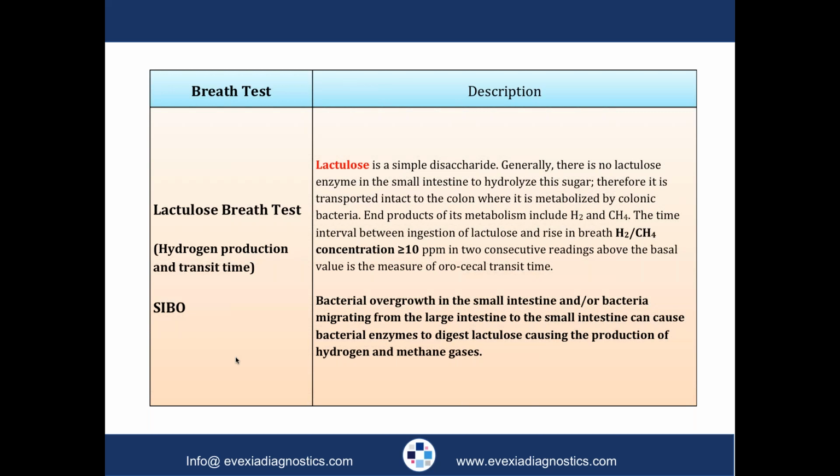And the thing that we're looking for is the bacterial overgrowth of the small intestine, or bacteria migrating again from the large intestine to the small intestine. That can cause bacterial enzymes to digest that lactulose, causing that production of hydrogen and methane gas. That's usually the course of action here of what creates a lot of SIBO. It's that back migration of the large intestine going into the small intestine.